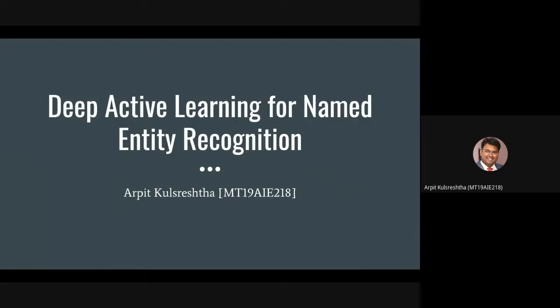Hello everyone. So this is part of the course AML, and the task here is to present a paper reading presentation. I selected this paper, Deep Active Learning for Named Entity Recognition, from the conference ICLR 2018. So let's start with this.